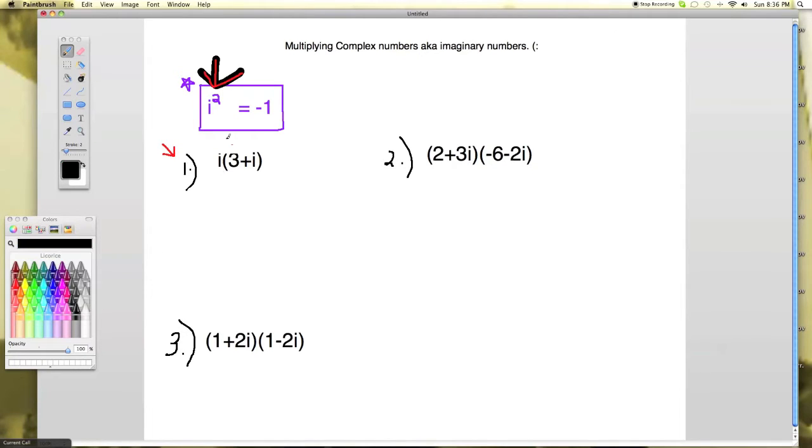What we're going to do for this is multiply i by 3. So that's going to equal 3i. And then i times i, which is going to be i squared. And we know that whenever we have i squared, it's -1. So our next step is going to be 3i plus -1. And that would be your final answer.